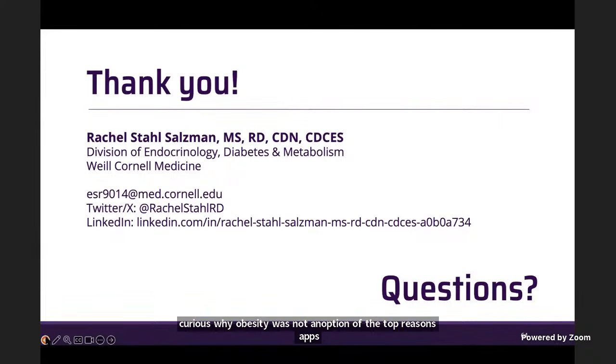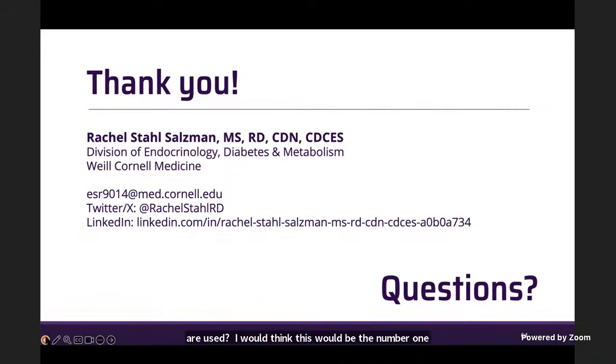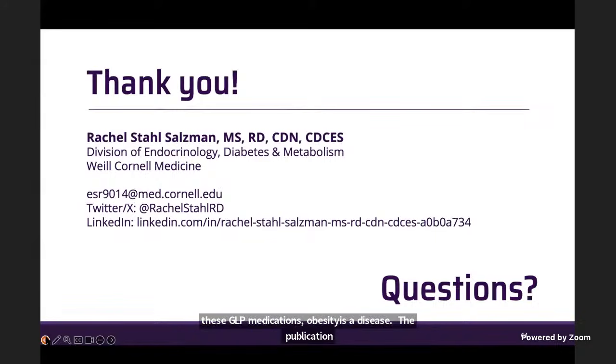I completely agree with you. As we know, more and more, especially with the growth of these GLP medications, obesity is a disease. And in the publication that presented it, it wasn't included as specific to obesity. I think it might be challenging because if you think about apps like Weight Watchers or Noom, they're not necessarily geared towards a specific population, even though they benefit people with obesity. So maybe it's difficult to categorize an app that's specific to obesity.